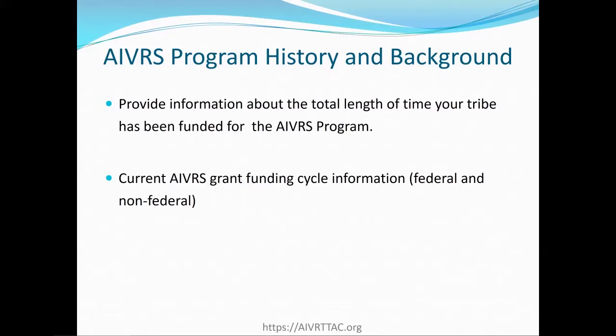So provide information about the total length of time your program has been funded for the AIVRS program. And you can also add in your current AIVRS grant funding cycle, federal and non-federal. So you can say, we're in our first 5 years of funding. This is kind of the background of where we are.